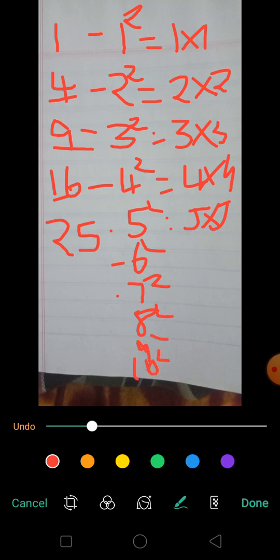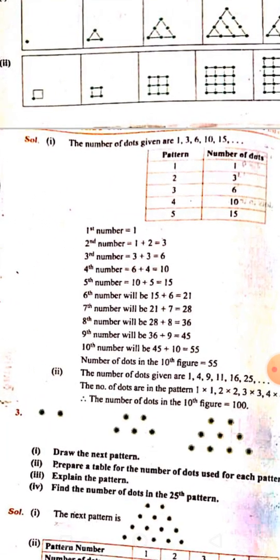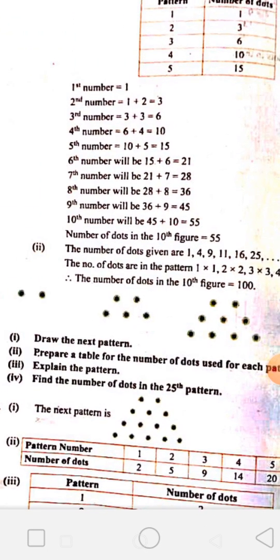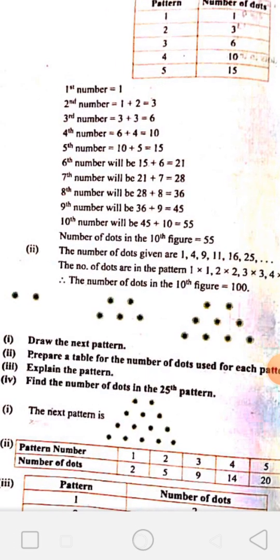After that 10 square. So 6 square means how many dots do we have? 6 sixes are 36 dots. 7 square means 7 sevens are 49 dots. 8 square means 8 eights are 64 dots. 9 square, 9 nines are 81 dots. And 10 square, 10 tens are 100 dots. So our 10th figure has 100 dots. Yeah, very simple. Okay, look at that. The number of dots in the 10th figure is equal to 100. Yeah, that's it.